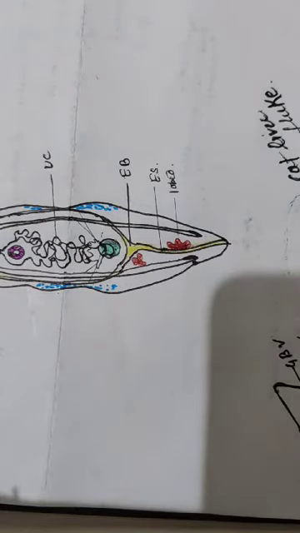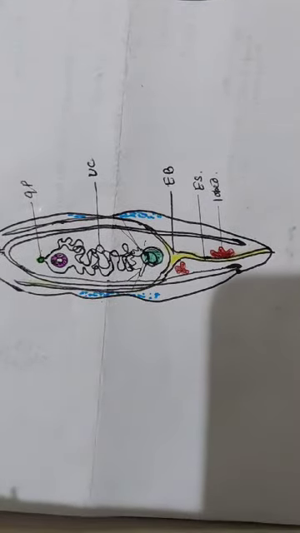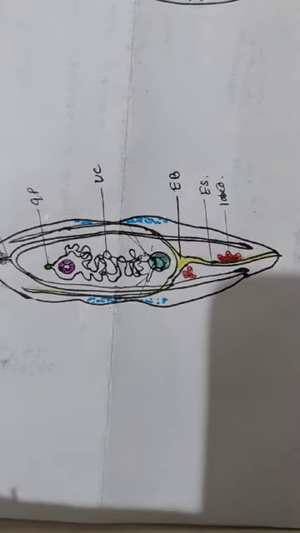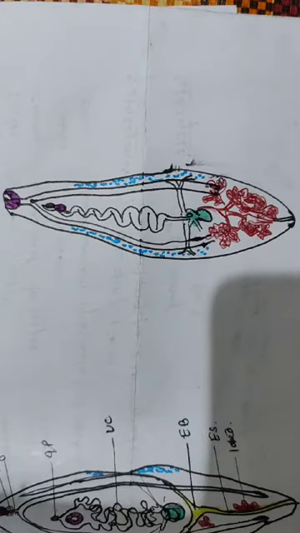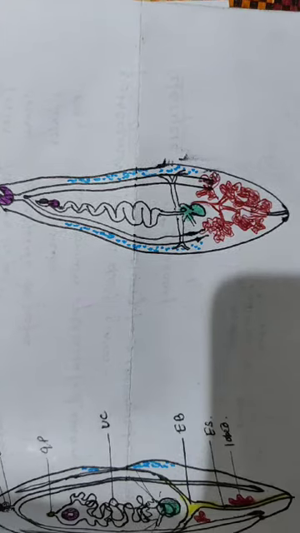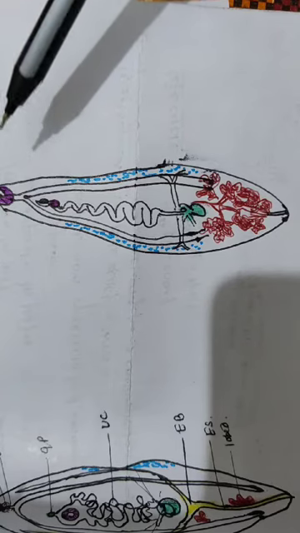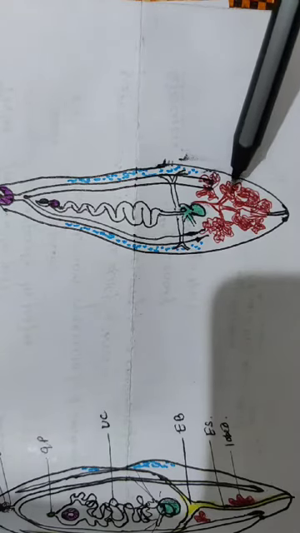Now we will discuss the Clonorchis genus, and the species under this genus is Clonorchis sinensis. As it comes under the family Opisthorchidae, the common features will be the same. What is the difference? The difference is of the testis.